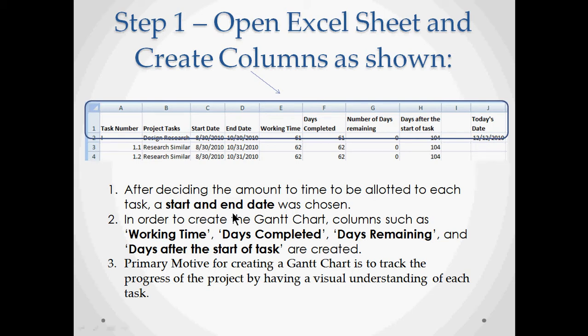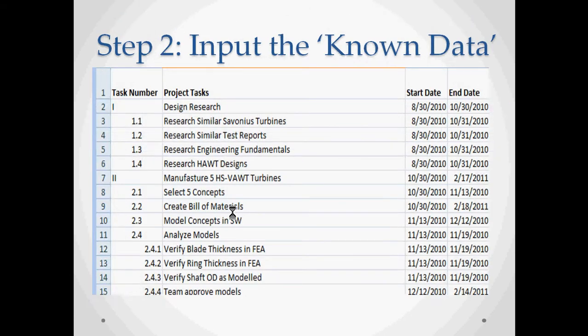The primary motive to create the Gantt chart is to track the progress of the project by having a visual understanding of each task. The second step is to input the known data. This consists of listing the project tasks along with the start dates and the end dates. This is shown in the snapshot of this Excel sheet.